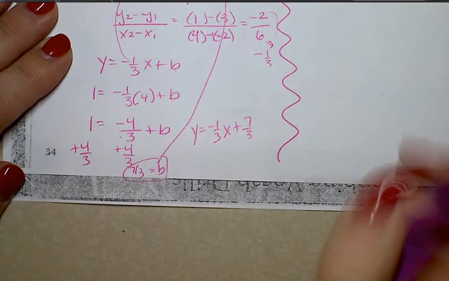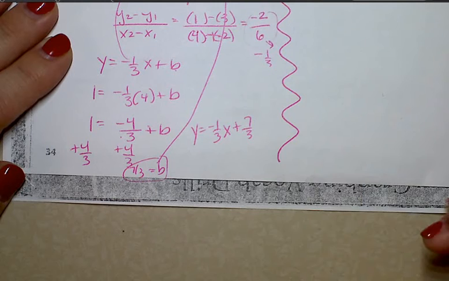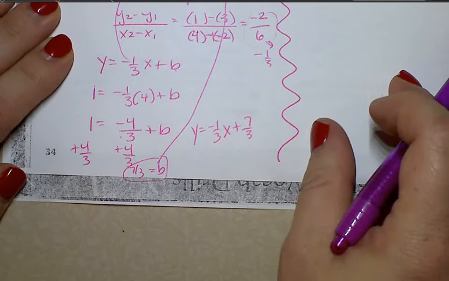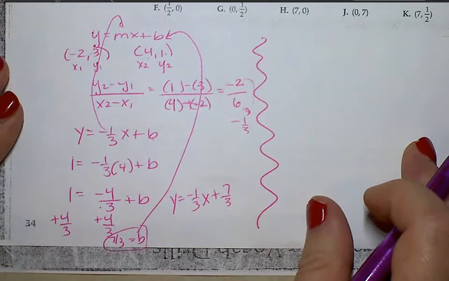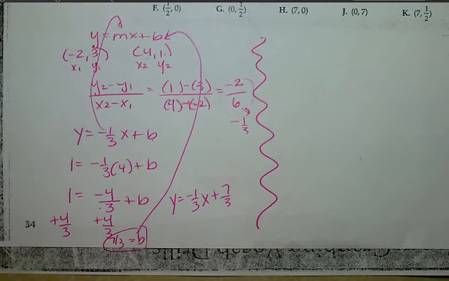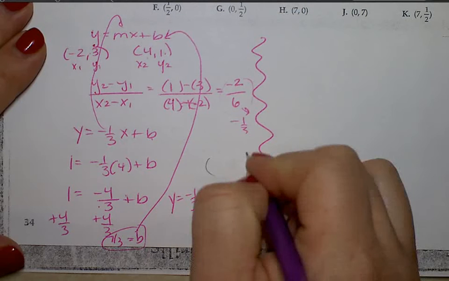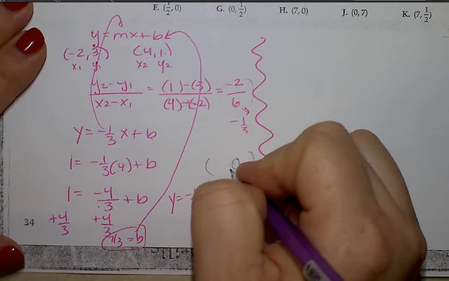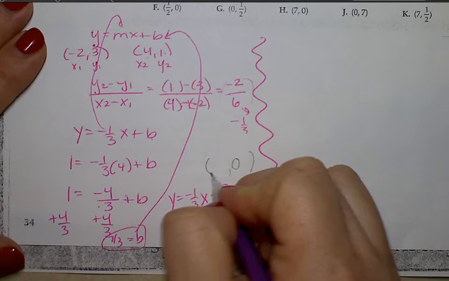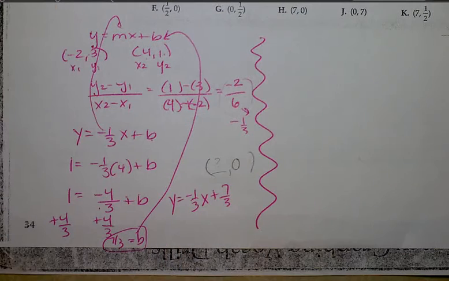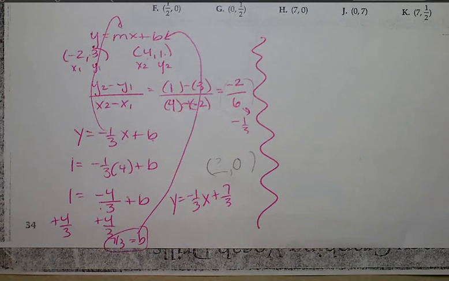Now the question says, what is the x-intercept? Now, I'm going to show you two different ways to do this. This is one way. To find the x-intercept, as a reminder, the y-coordinate will always, always, always be 0. So I want to know, what is this x-intercept? So I'm going to substitute 0 in for y. Okay, this is one way of doing it.